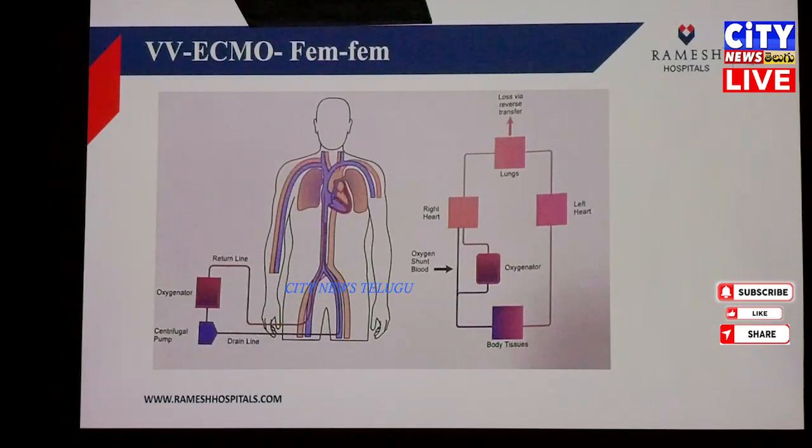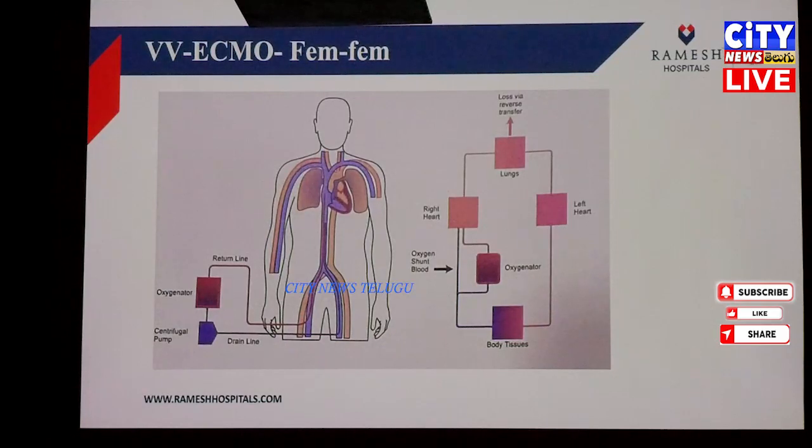Now coming to some of the configurations of VV ECMO. As I said, venous ECMO. The standard and the simplest one is femoral. So you cannulate the femoral vein on both sides. One will drain the blood and the other will return. Now remember that the drainage cannula will always be placed lower while the return cannula will be placed higher. Generally in femoral VV ECMO, the tip of the return cannula will be somewhere close to below the IVC-RA junction, while the returning oxygenated blood will enter the RA.